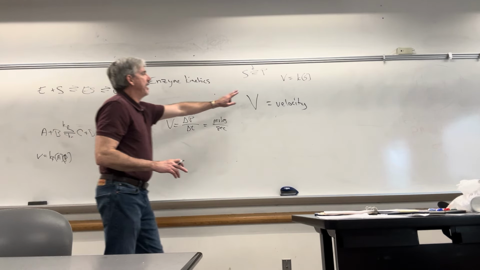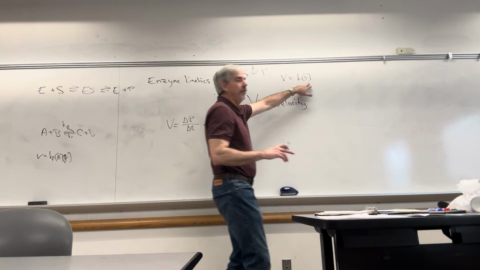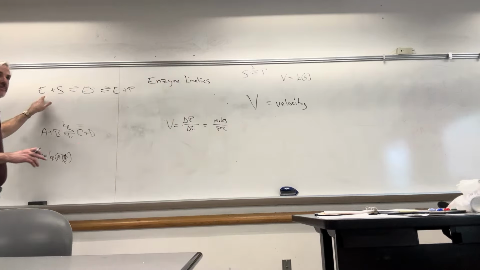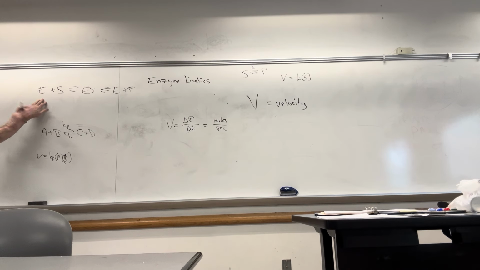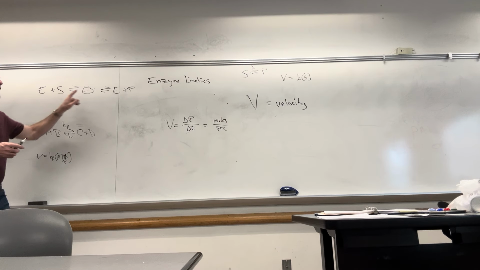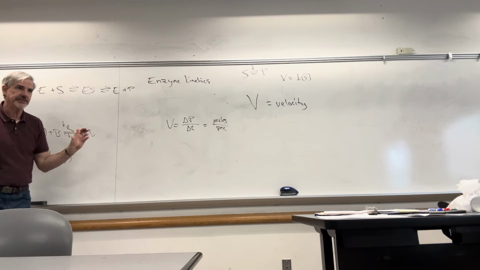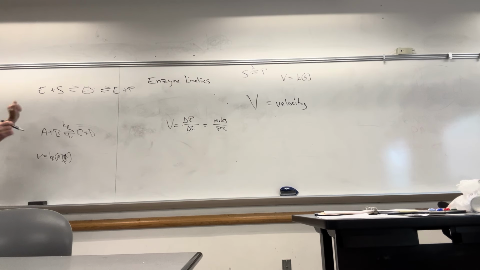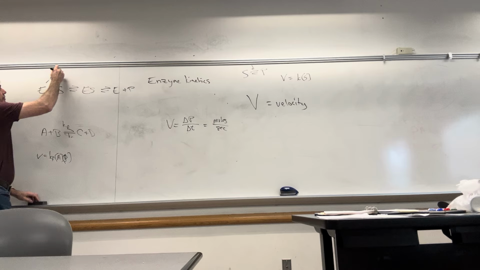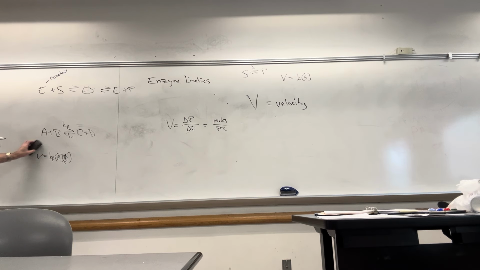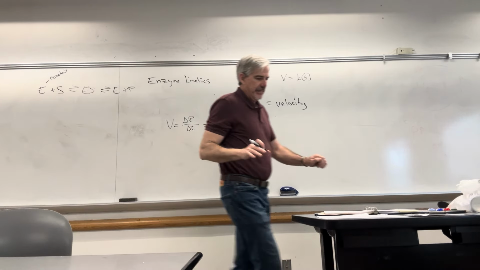Why does my equation over here depend only on substrate and not on enzyme? That's because we're going to say that the concentration of enzyme remains constant. Our substrate is getting turned into product, but you might remember our enzyme doesn't get turned into something else. So because the amount of enzyme is going to be a constant, we can drop it from the equation.